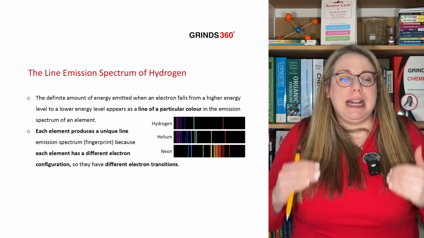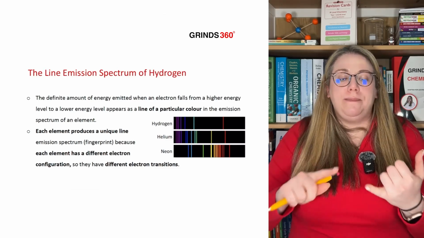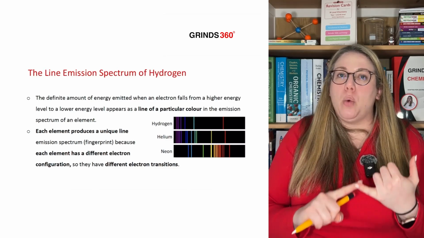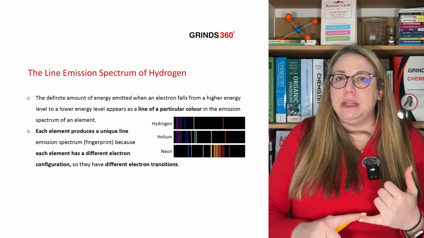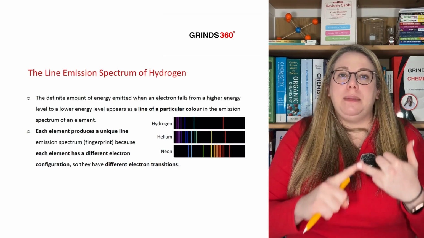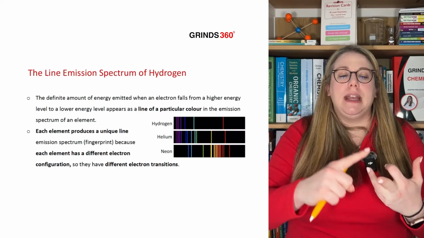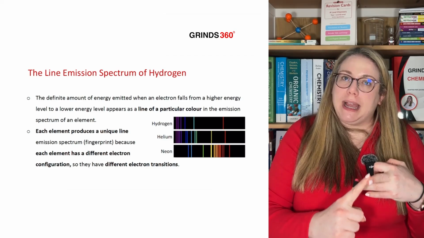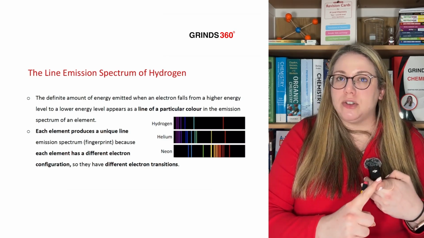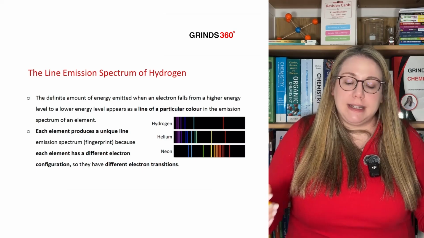However, there's very little here that you have to be able to do. Number 1, you have to be able to explain why each element has a unique line emission spectrum. And number 2, you need to be able to name the 3 series of lines in the hydrogen emission spectrum, the energy level the electron falls back to, and the region of the spectrum. So UV, infrared, and visible. They're the 3. Now, we'll get into that in a minute.